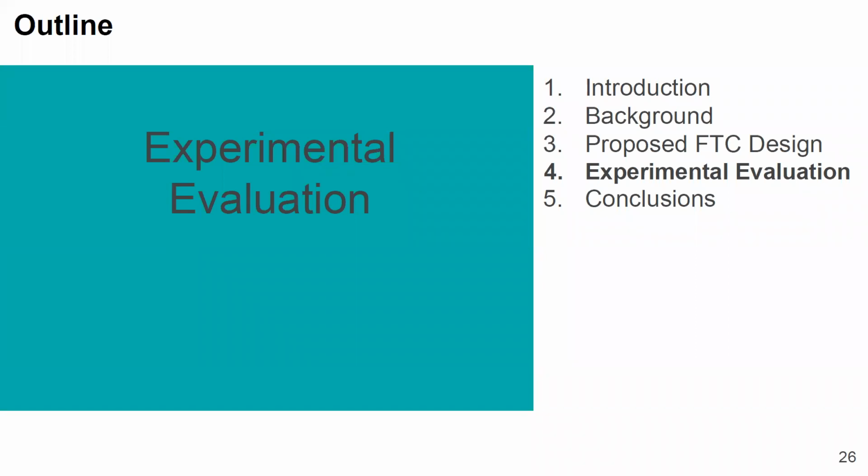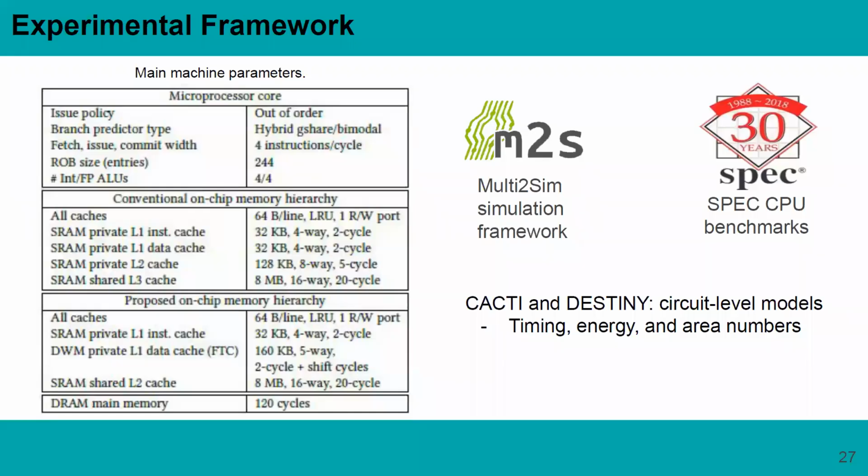The experimental results include an analysis of the access latency distribution, misses per kilo instruction, or MPKI, memory stalls in the processor reorder buffer, system performance, and energy consumption. Before discussing these results, we present the experimental framework.